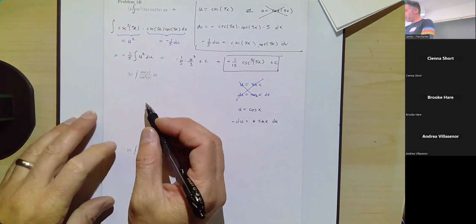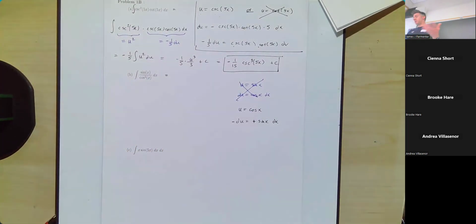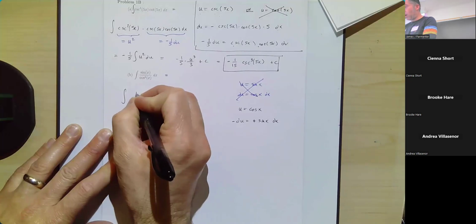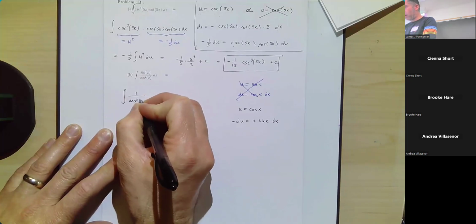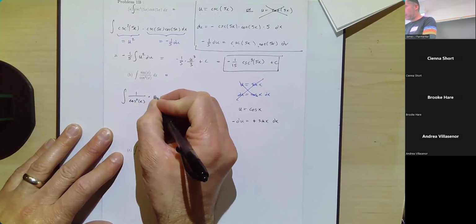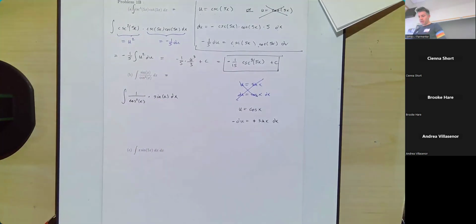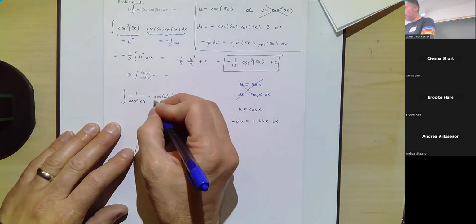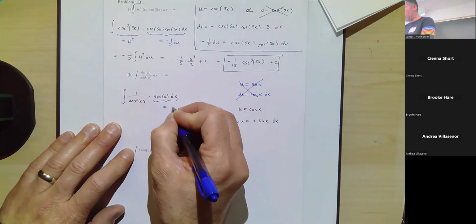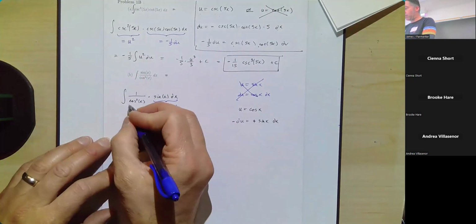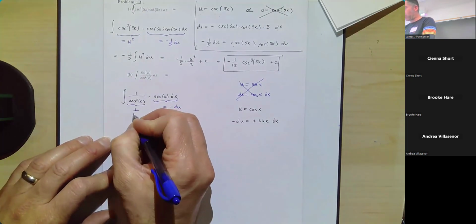If it were me, as you've seen many times, I really like to break up the part that's going to play the role of du and the rest of the stuff. So I would rewrite the integral as 1 over cosine squared of x times sine of x times dx. Great. This sine of x times dx is equal to negative du. This 1 over cosine squared is equal to 1 over u squared.